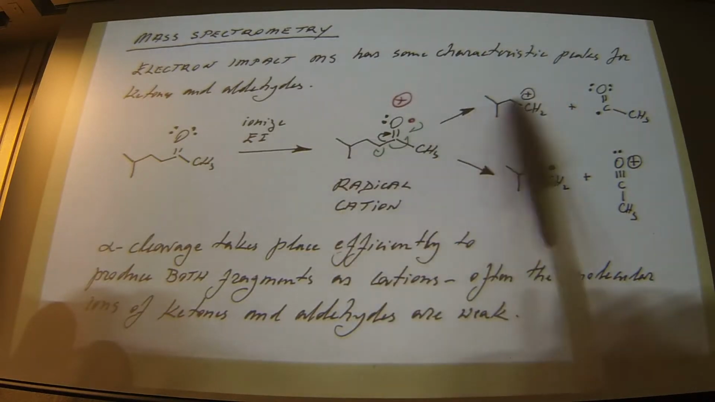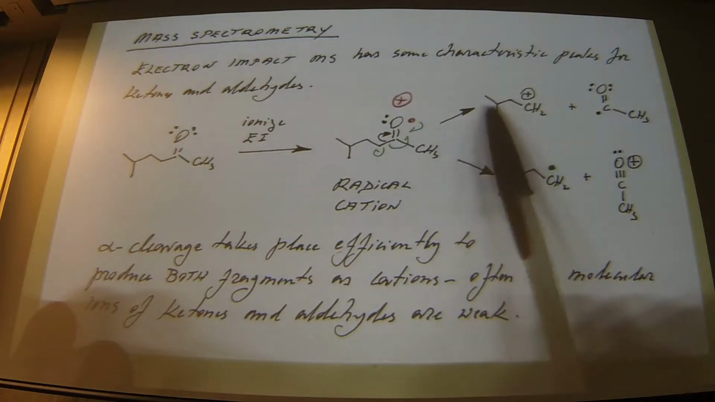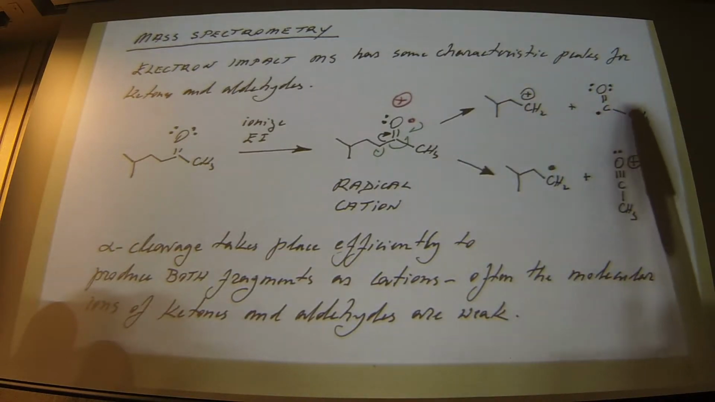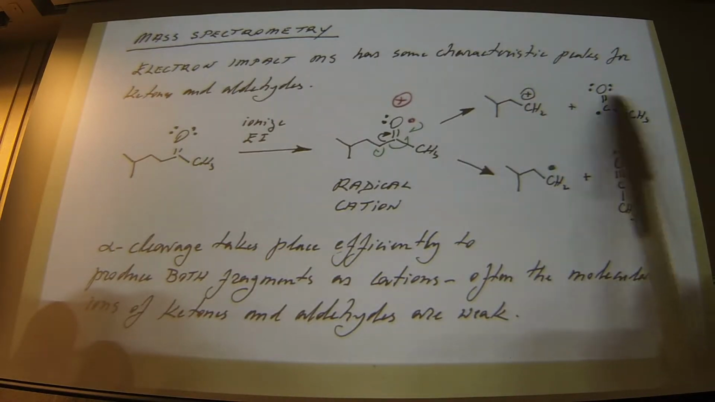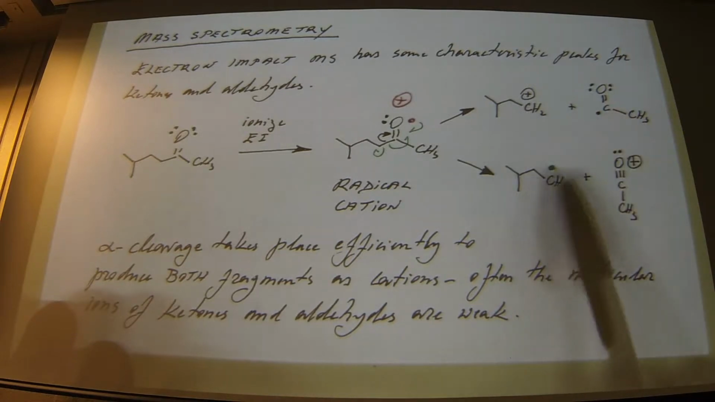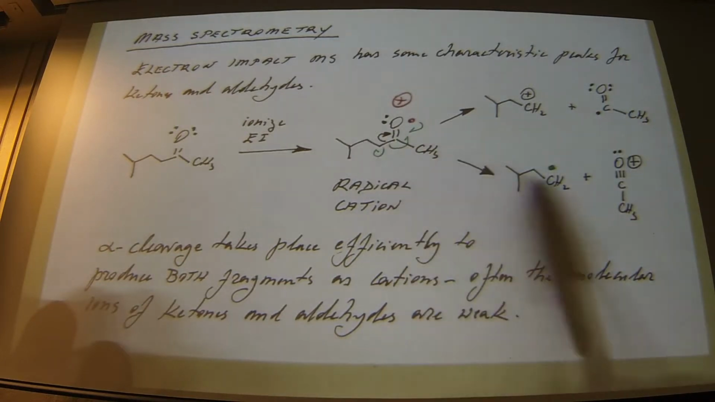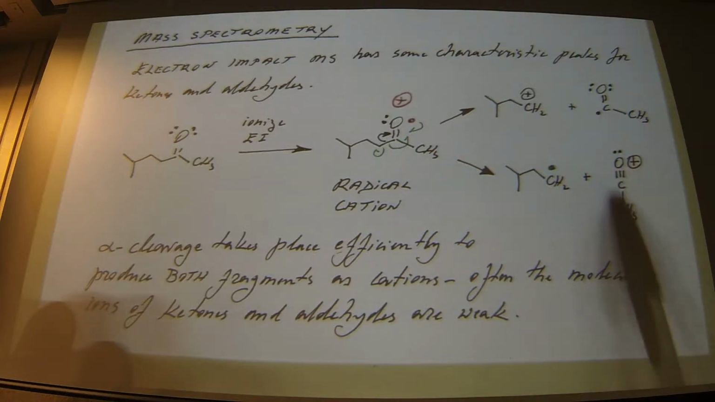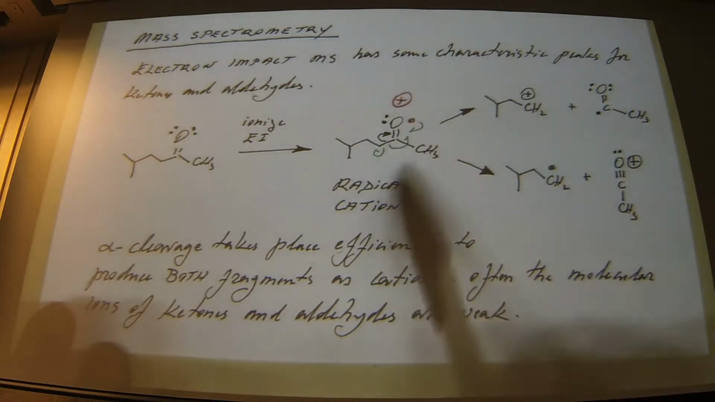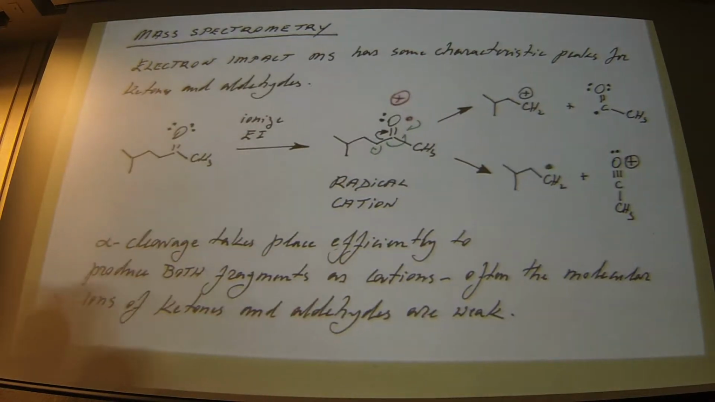If it goes to the left, then you end up with this cation and that is the neutral piece. Or again, from the left side, it can go to an acylium cation, and I can do the same thing on both sides. And so you end up with these very characteristic fragments for the ketones that you can then use to determine parts of the structure.